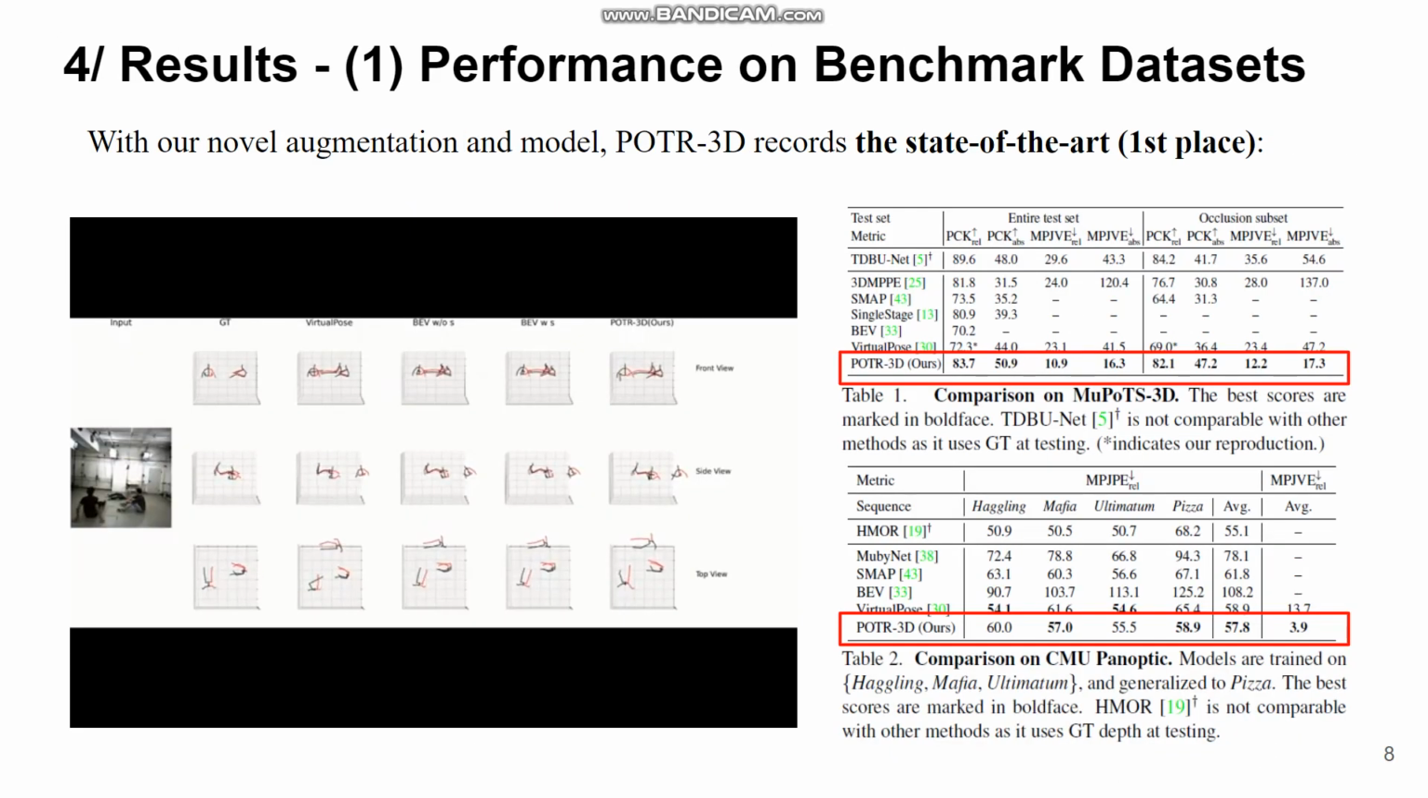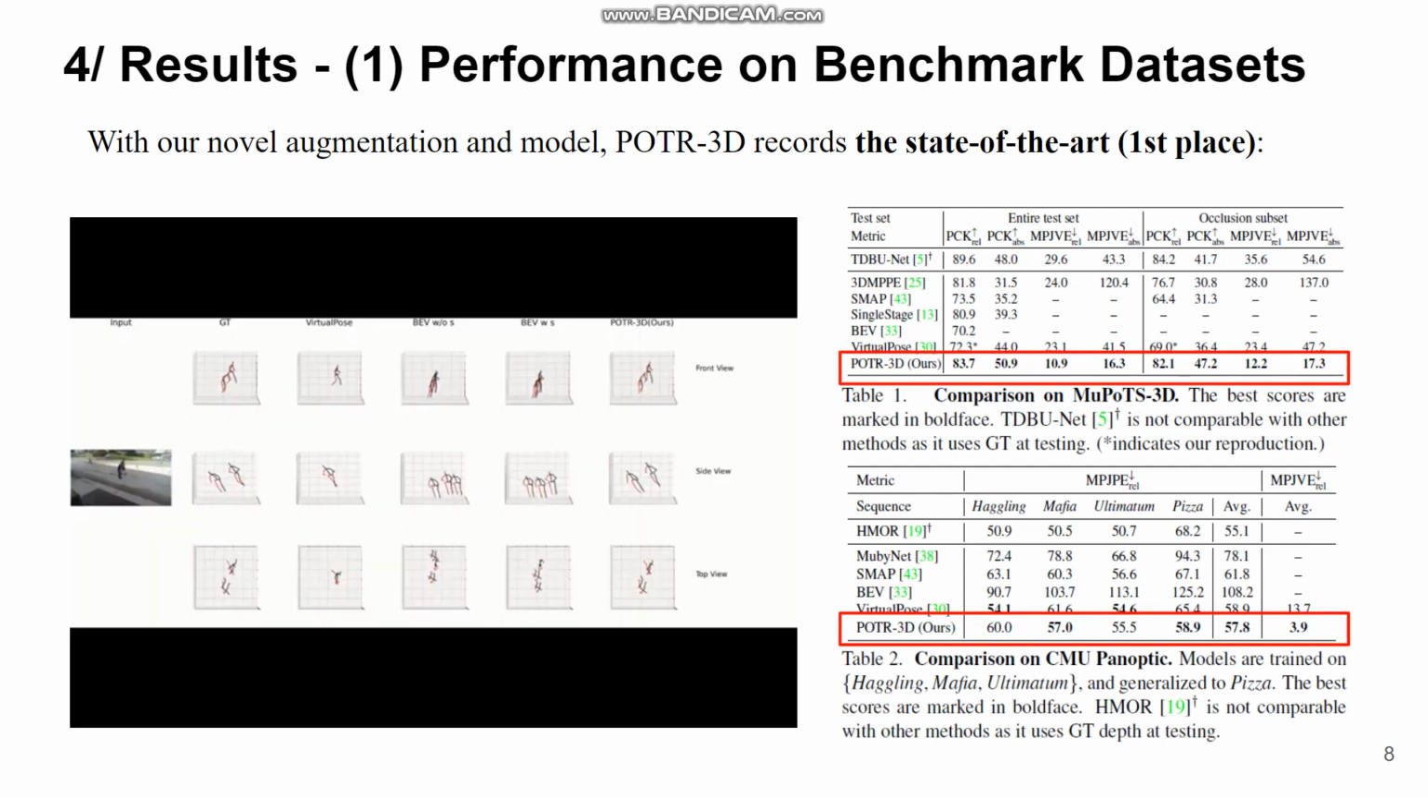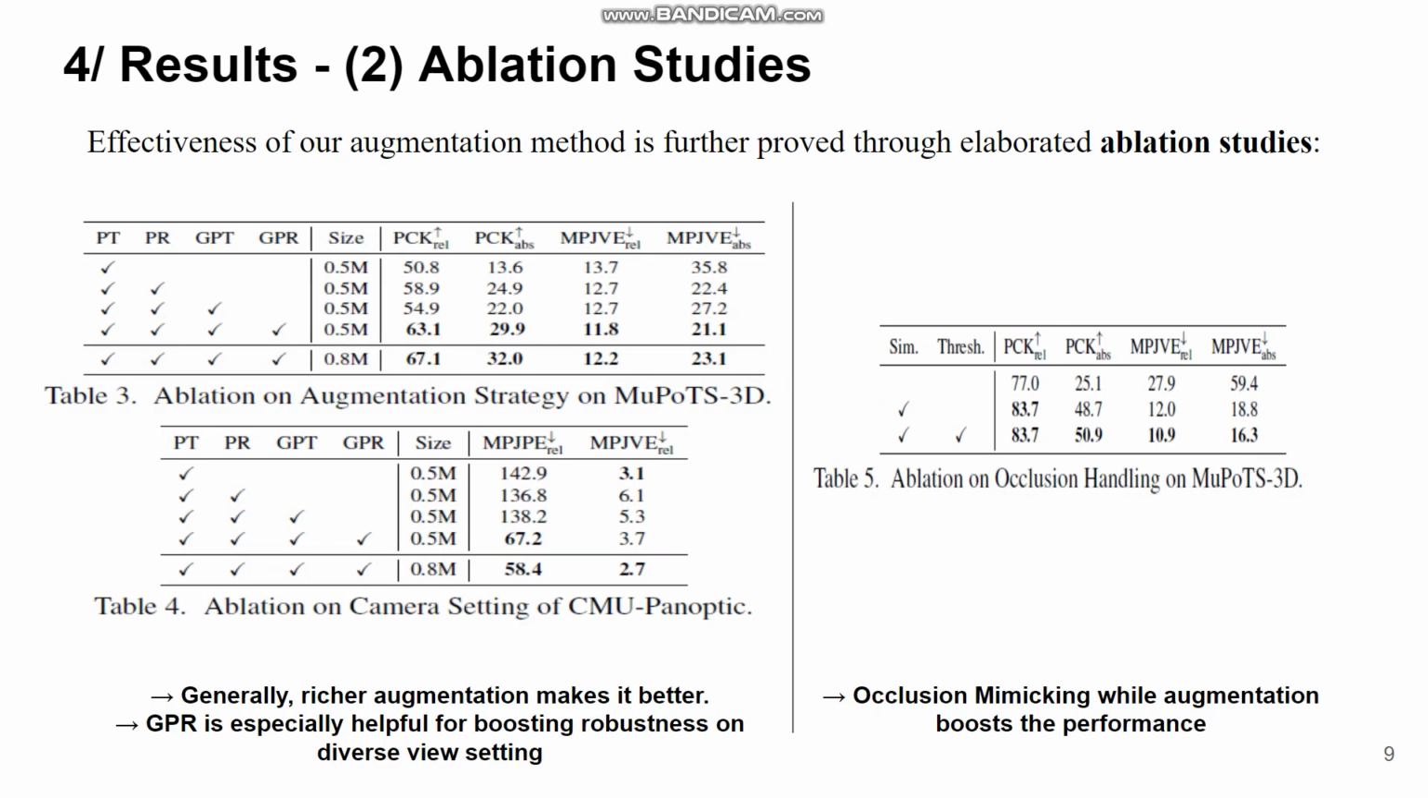We record SOTA on the two most famous benchmarks, MuPoTS-3D and CMU Panoptic. The quantitative result gap becomes larger in the sub-dataset where more severe occlusions occur. A substantial gap exists in the MPJVE metric, which simply represents smoothness. We particularly want to highlight the significant difference observed in qualitative aspects. Our approach consistently produces much more robust and smooth results.